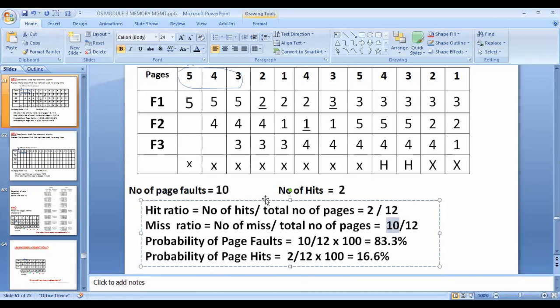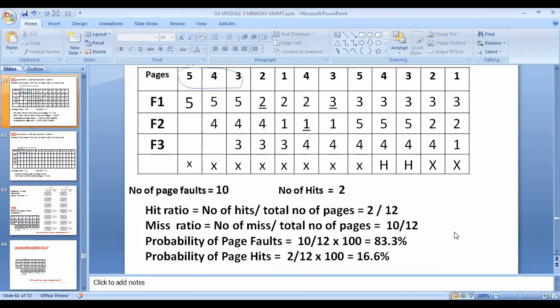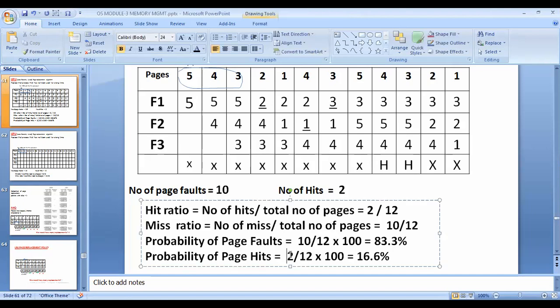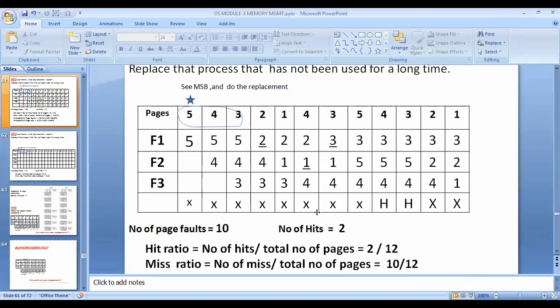In the examination, they may also ask you to calculate the probability of page faults. The simple solution is the number of page faults divided by the total number of pages available, multiplied by 100, and that comes to around 83.3%. Similarly, for the probability of page hits, the same formula: the number of hits divided by the total number of pages available, multiplied by 100, and that comes to around 16.6%. Is that clear regarding LRU?